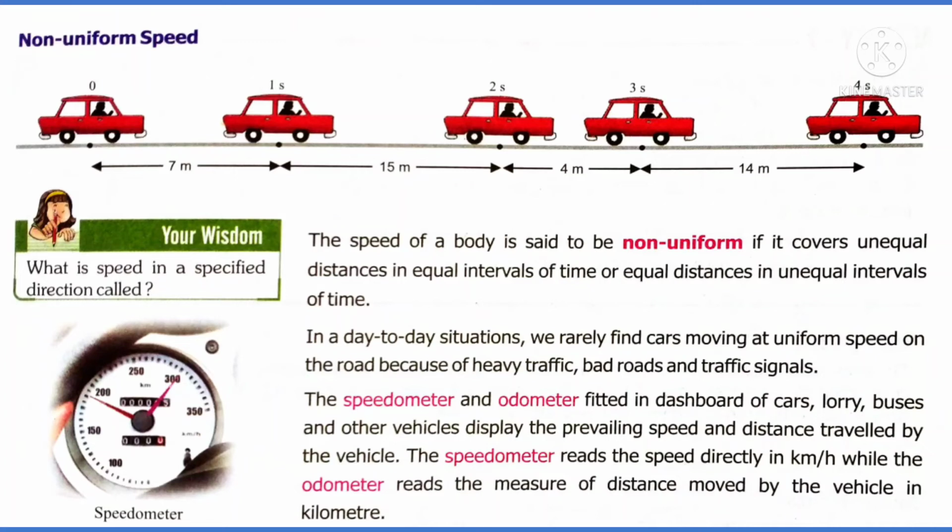When you drive a car or any vehicle, you can measure the time taken and the distance covered by using two instruments fitted in the dashboard of cars or any vehicles. What is the speedometer? It gives the reading of the speed of the vehicle in kilometer per hour. And what is this odometer? This odometer gives the reading of the distance covered by the vehicle in kilometers.